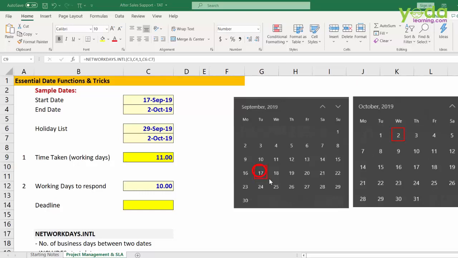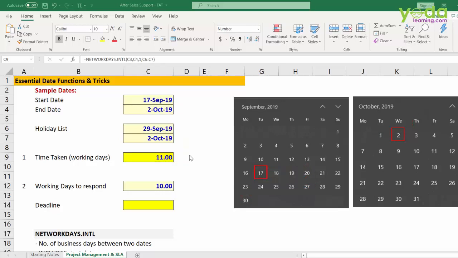So, 17th September, 2nd day, 3rd day, 4th day. Next, 5, 6, 7, 8, 9 days. Next, 10th day and 11th day. Why are we not taking the 2nd October? Because this is a holiday. And 29th September is falling on a Sunday, so that anyhow has been taken as a holiday given that it is Sunday. So there you go. These are the 11 working days including the starting date. That is how many days have been taken to close this service ticket request.